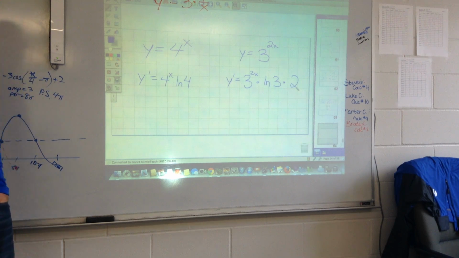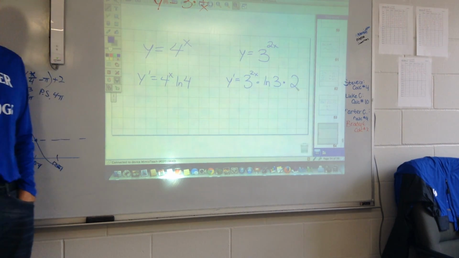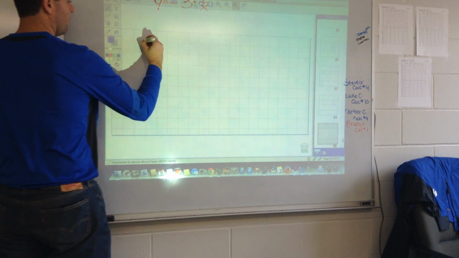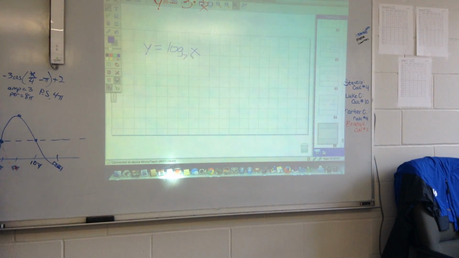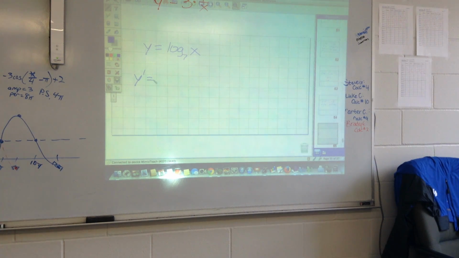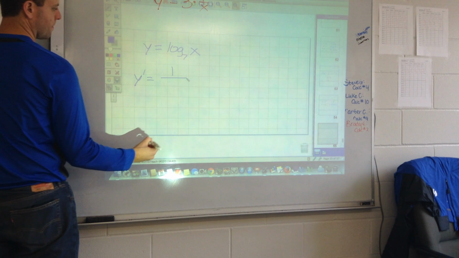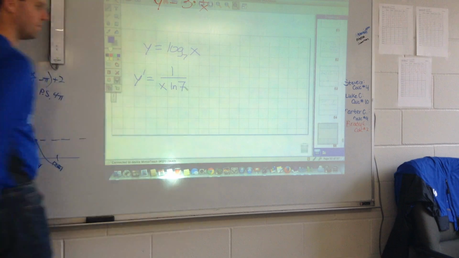Okay, yeah, they'll get a little bit more complicated, or you might have these within a product rule or something like that, but I'm just getting you the general idea here, okay? How about y equals log to the base 7 of x? Let's do the derivative of that. 1 over, so is it x natural log 7? x times the ln of 7. Yep.